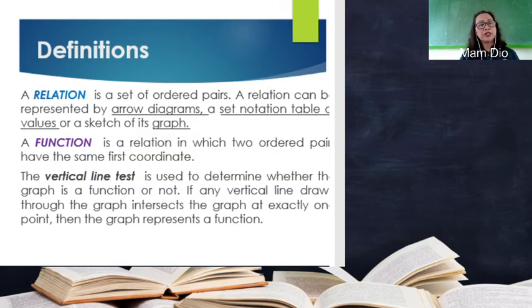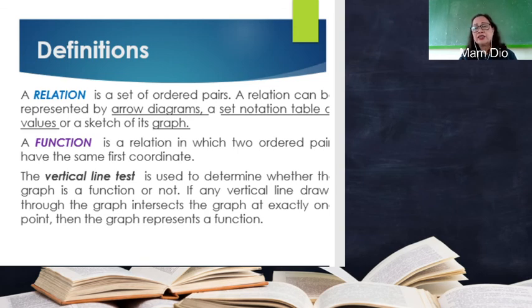Now let's go to the definitions of relation and function. A relation is a set of ordered pairs. As you can see from our examples, these relations can be represented by arrow diagrams, set notation, a sketch of its graph, or a table of values.